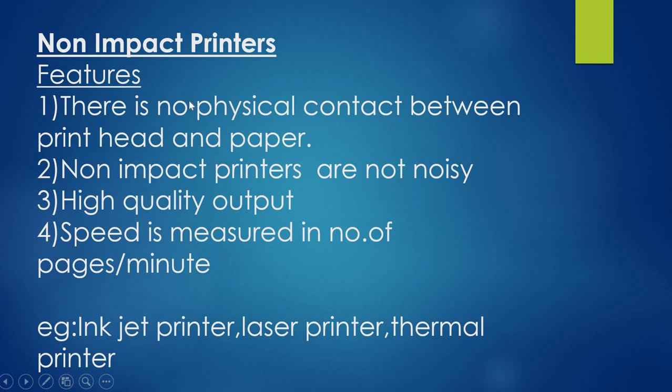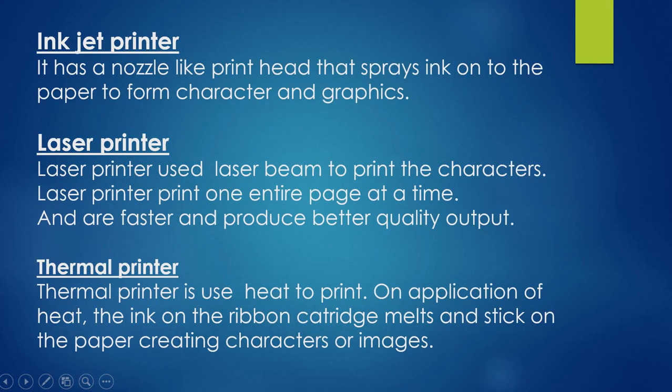The main feature is there is no physical contact between print head and paper. So it is not noisy. And non-impact printers print high quality output. Speed is measured in number of pages per minute. And inkjet printer. Inkjet printer is a non-impact printer and it has a nozzle-like print head. The nozzle-like print head sprays ink to the paper. Like that it is printing the characters and graphics.